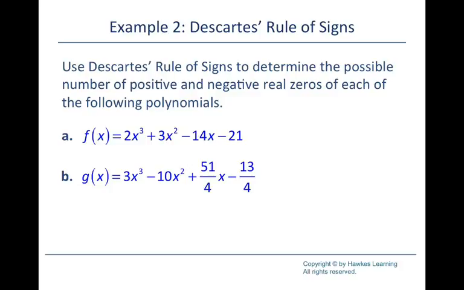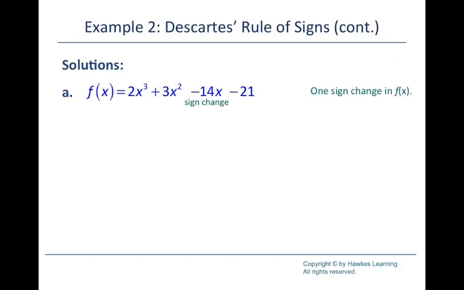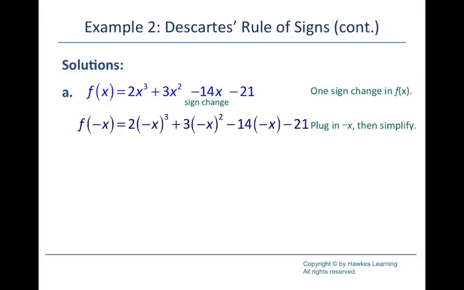Okay, so let's look at A. We can see that we have a positive 2, a positive 3, and then it goes from a positive 3 to a negative 14. There's 1, and then we're still negative. So there's 1 sign change for that one. So that means there's possibly 1 positive real zero.